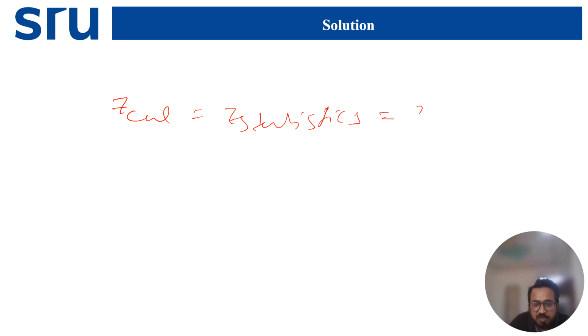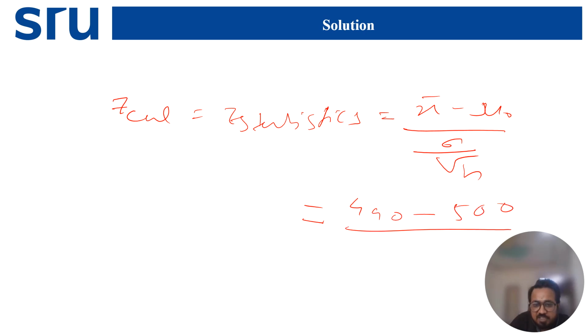This is equal to the what? X bar minus mu naught by sigma by square root of n. So x bar equal to the what? 490. Mu naught is equal to 500, sigma equal to 15 by square root of 30. By calculating this value, we get minus 3.65.